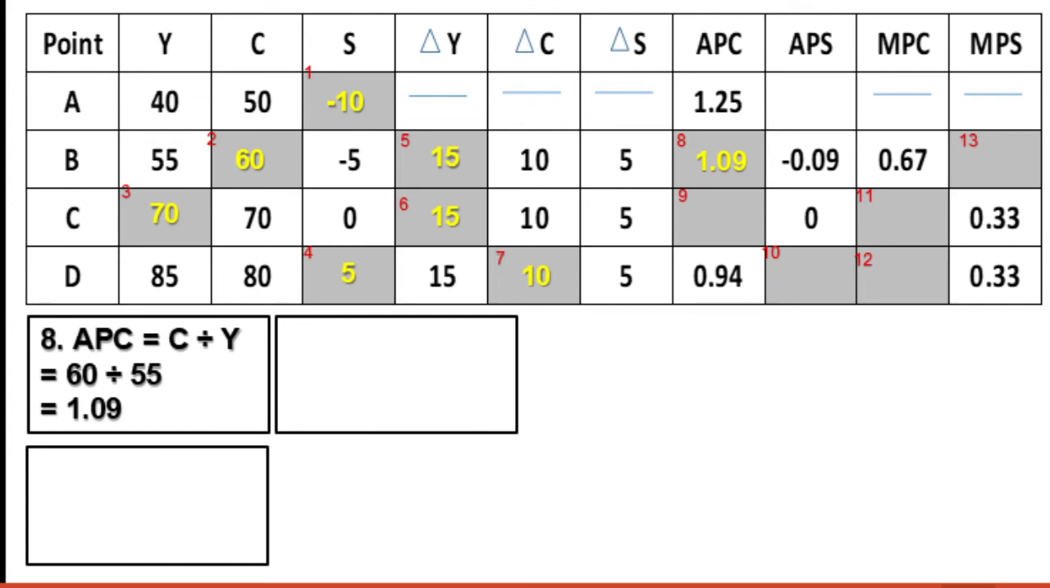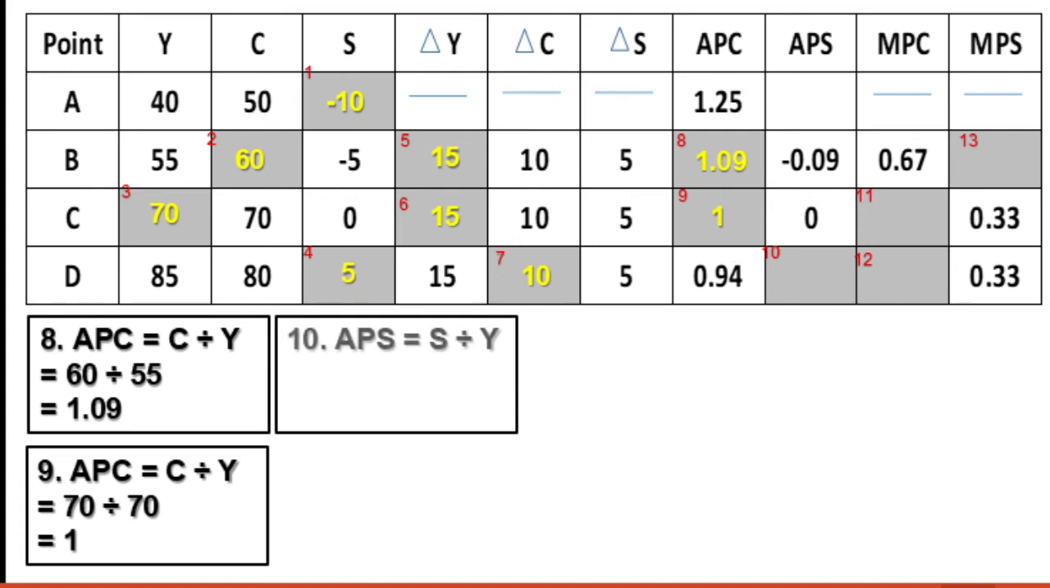For question number 9, we will use the same formula. APC is equals to C divided by Y. We are in point C, therefore we will use the values that correspond to point C. So we have C, which is 70, divided by 70, and our answer for this one is 1. Therefore our APC for this is 1.